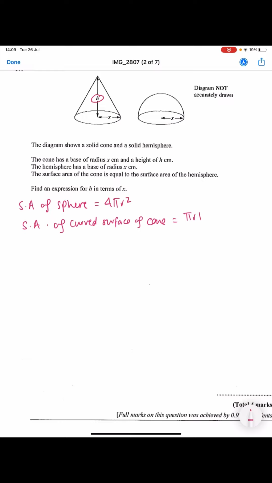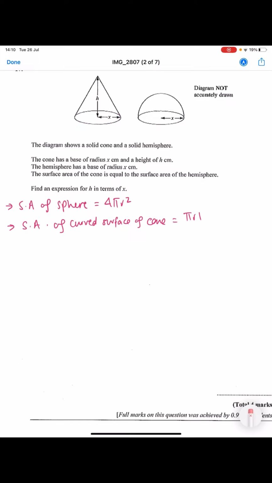Okay, so we need to work out the surface area of each of these shapes, but we are given these equations. So you need to look for them in your formula sheets or formula booklet. So we have the equation for the surface area of a sphere and the curved surface of the cone. By the curved surface, they mean this whole part, the curved part of the cone, remember, not including this circle.